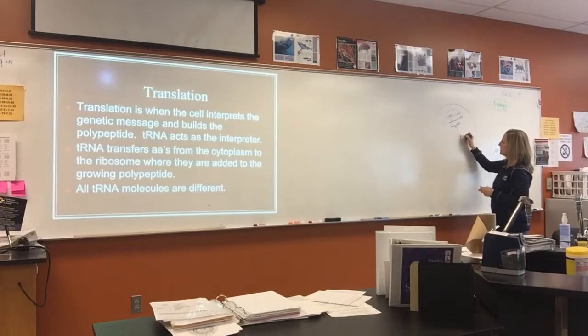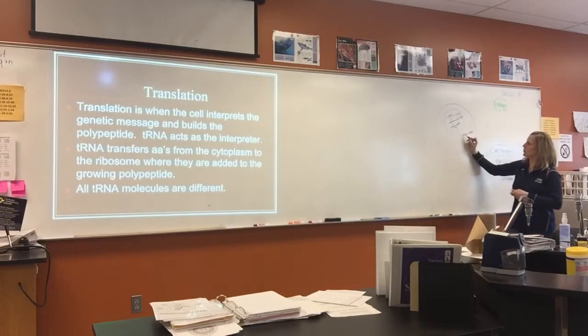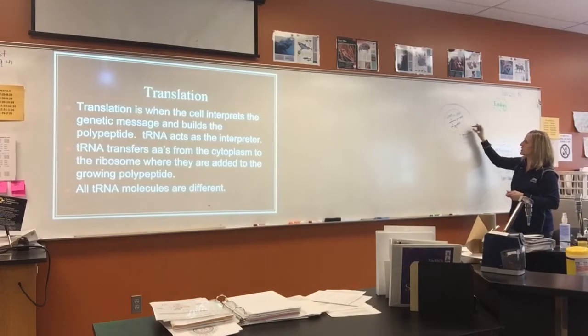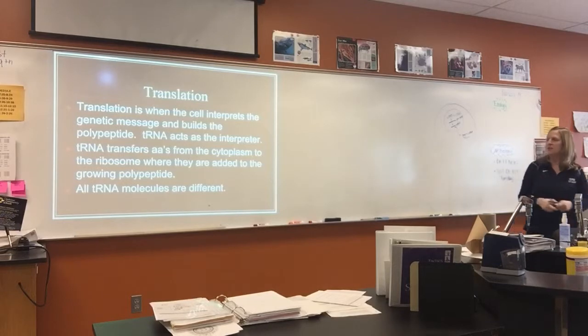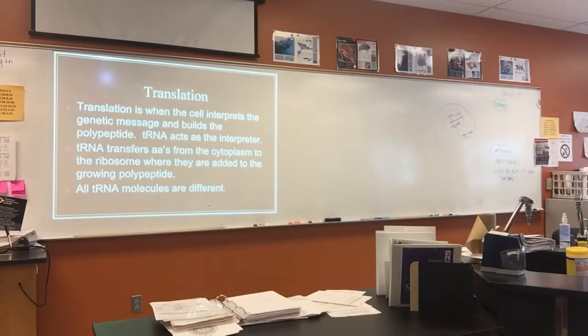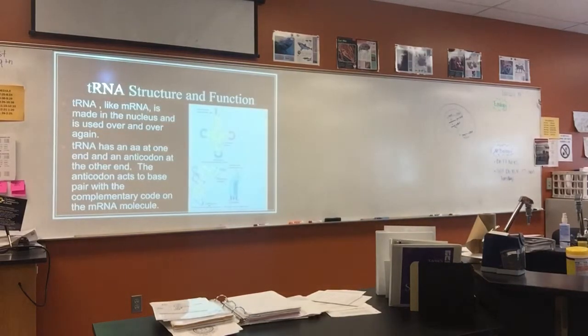Now that mRNA leaves and is going to go to the ribosome, and that's where translation is going to occur. So we're going to read the mRNA in groups of 3 called codons at the ribosome and bring amino acids and hook them together to make the appropriate protein. And so this tRNA molecule is instrumental in that. So, tRNA structure and function.